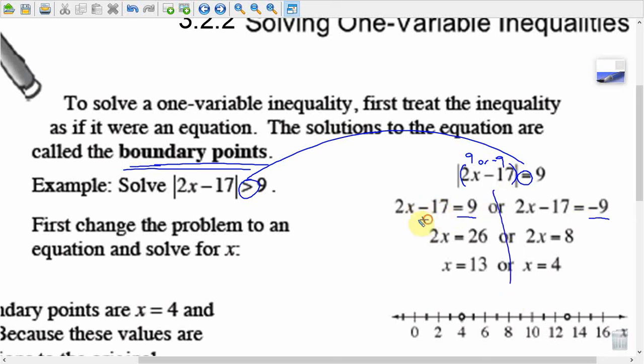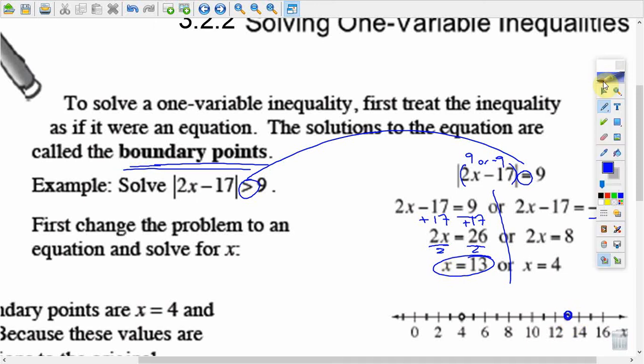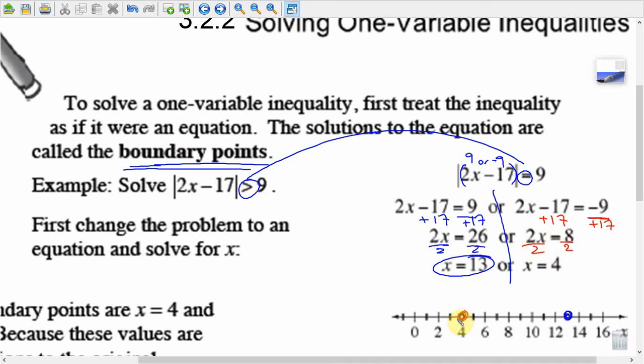To do the positive 9, we're going to add 17 to both sides. We get 2x equals 26, divide by 2, and get x equals 13. And we're going to put an open circle on 13 over here. We're also going to go ahead and solve the negative 9 version. Same process, add 17 to both sides. We get 2x equals 8 this time, divide by 2, and we get positive 4. We're going to put an open circle on positive 4.